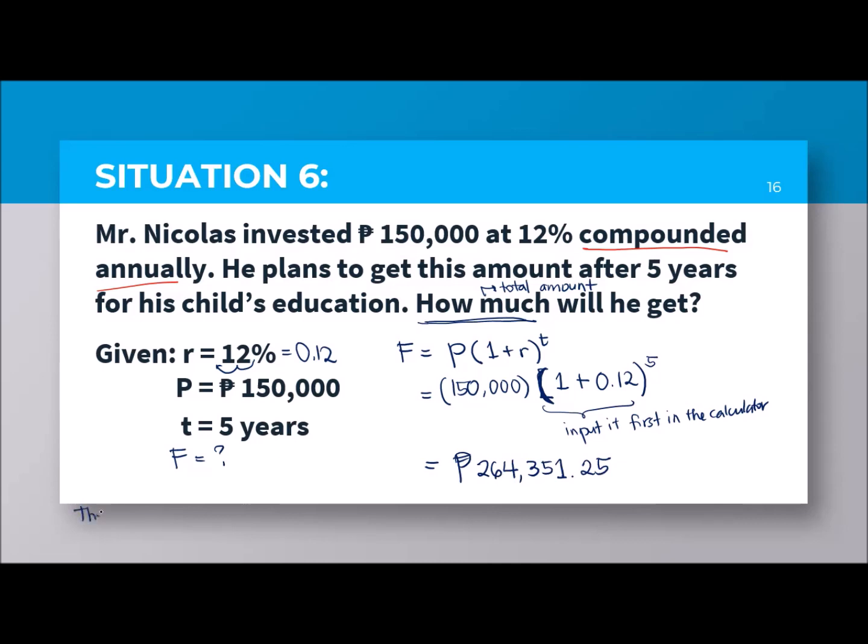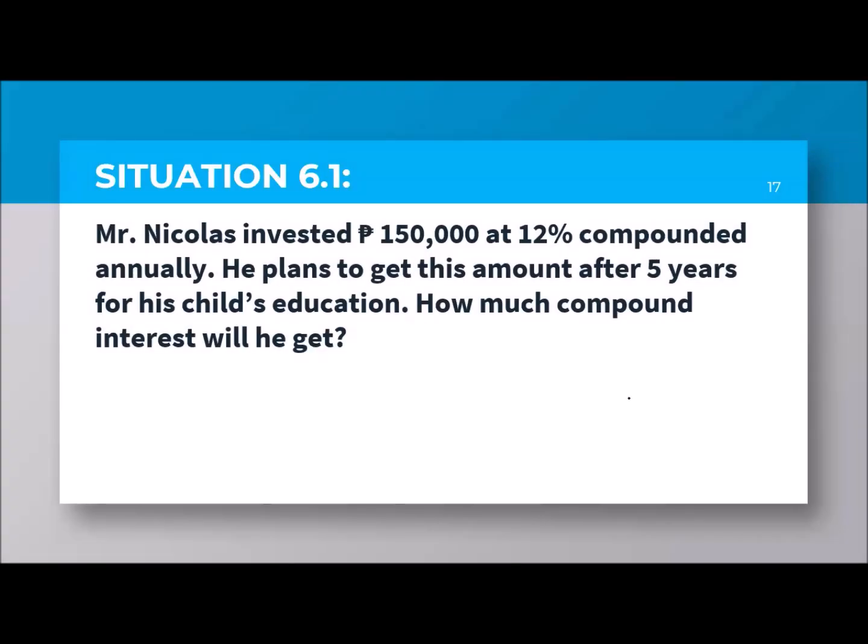So, the total amount. So, let's now proceed on our conclusion. Mr. Nicolas will get 264,351.25 after 5 years. Okay, so yan na yung total from 150,000 naging 264,351.25. Kaya ang kadugtong na tanong nito ay, magkano ba ang compound interest?